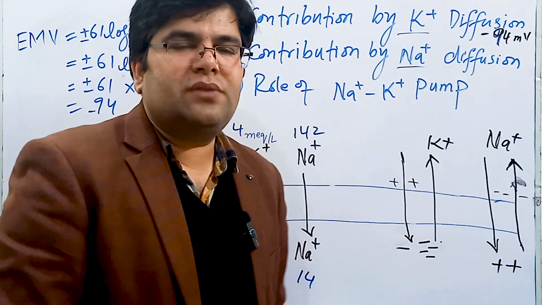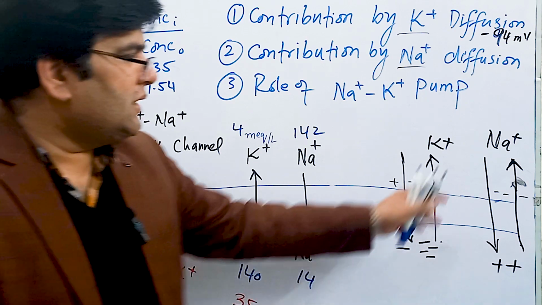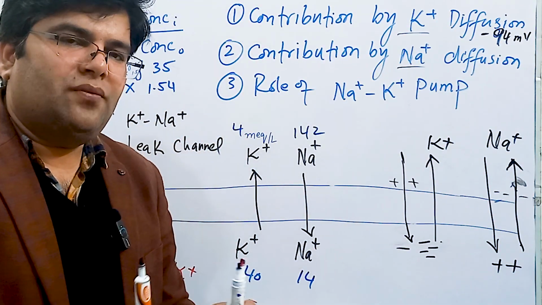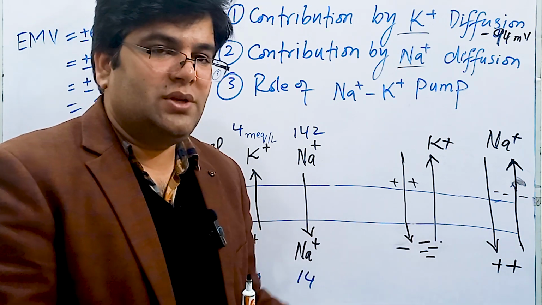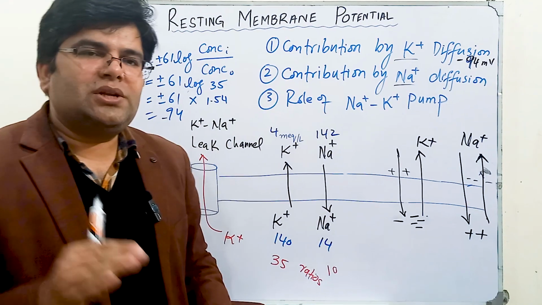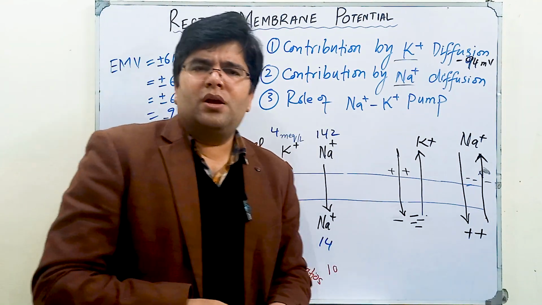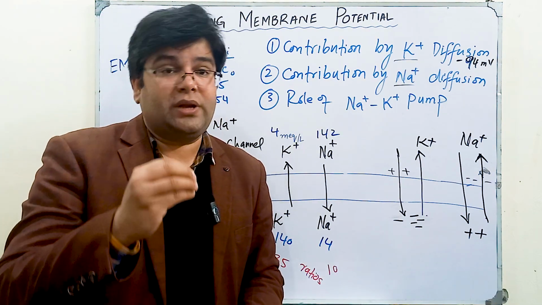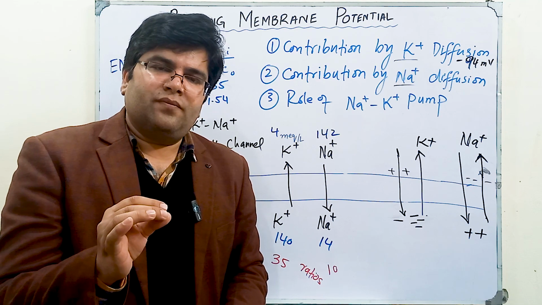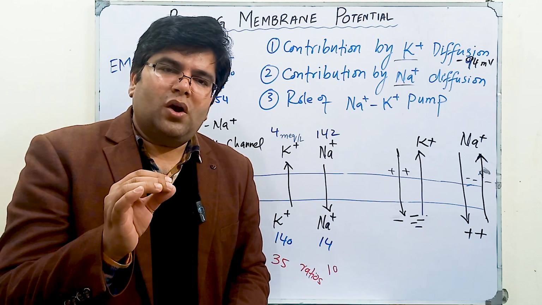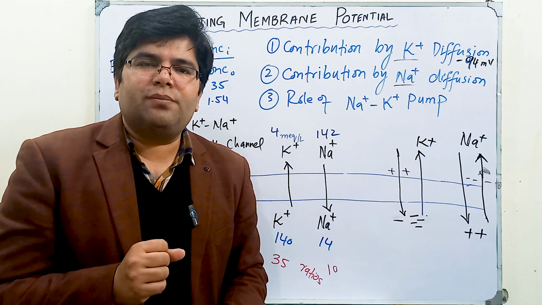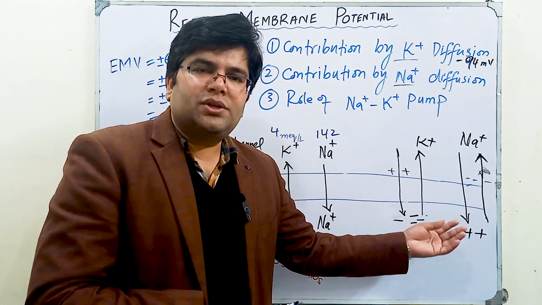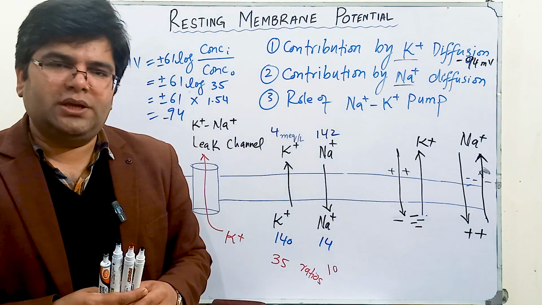When this diffusion potential for sodium becomes equal and opposite to the concentration gradient, then these two forces cancel the effect of each other, and then we say equilibrium is reached. At that time, the diffusion potential is called the Nernst potential. So you can define that Nernst potential is that membrane potential at which the diffusion of any certain ion does not take place, because the diffusion potential and the concentration gradient cancel the effect of each other.